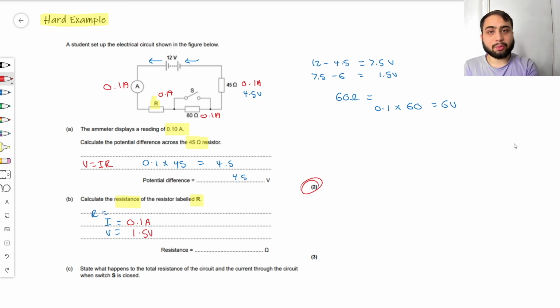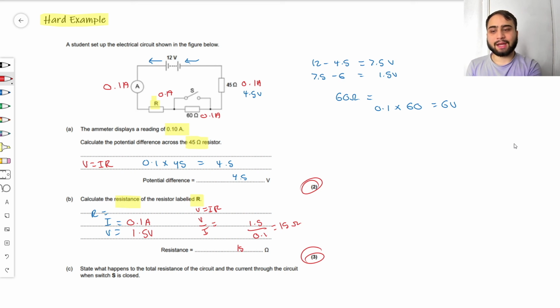Now we want to work out resistance. V equals IR, so we rearrange that for R, which is V over I, and that gives R. So we do 1.5 over 0.1, and that is 15 ohms. Okay, I don't even need to write ohms because it's written on the answer line. But that is our answer for number 3.